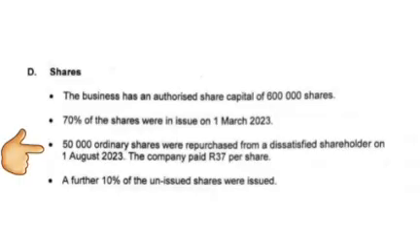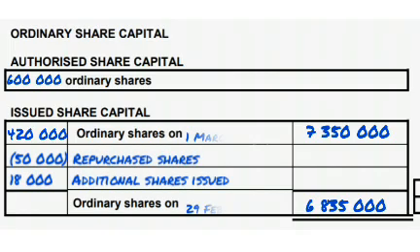So for the repurchased shares, we know it's 50,000 from bullet 3. It says 50,000 ordinary shares were repurchased from a dissatisfied shareholder on 1 August 2023, and a further 10% of the unissued shares were issued. So for the repurchased shares, I don't have to do much of a calculation. It's 50,000. What I have to worry about is the calculation for the 10% of the unissued shares. It's no longer 10% of the 600,000 now. It is 10% of something else.